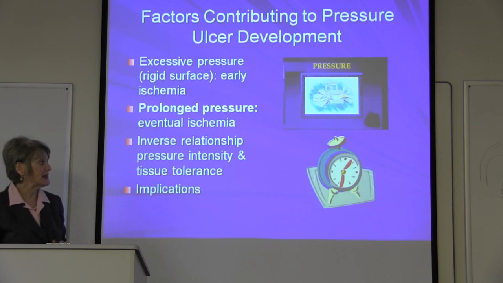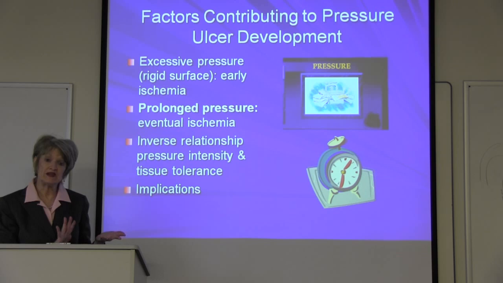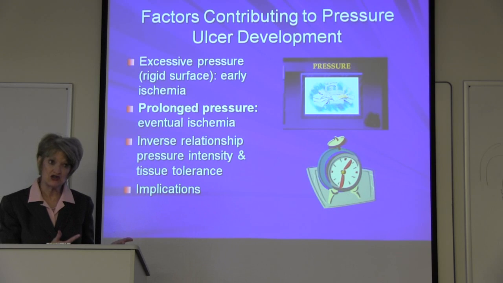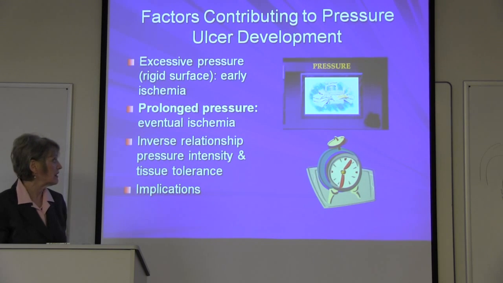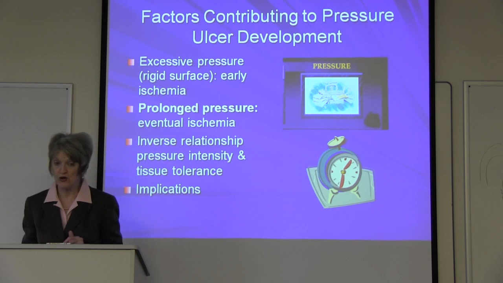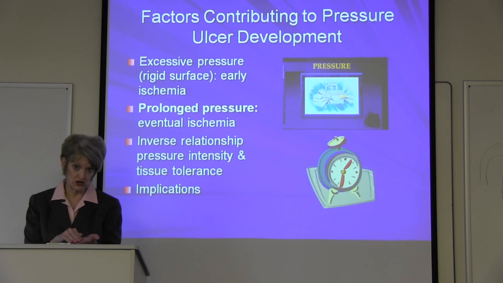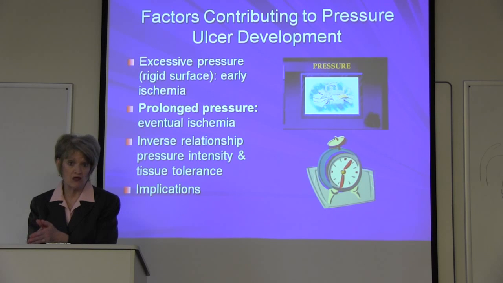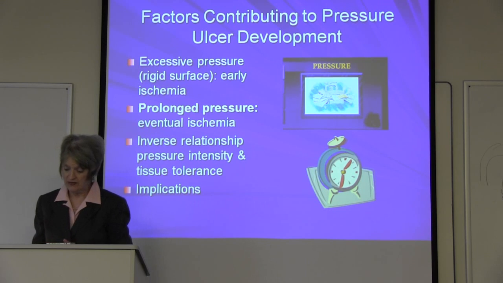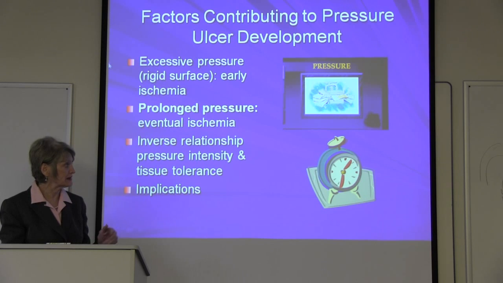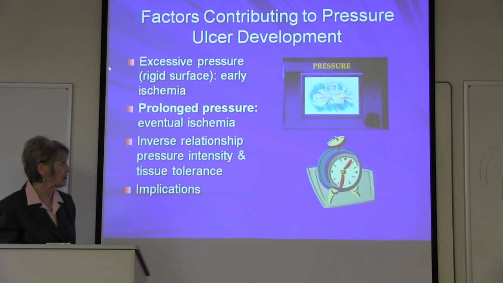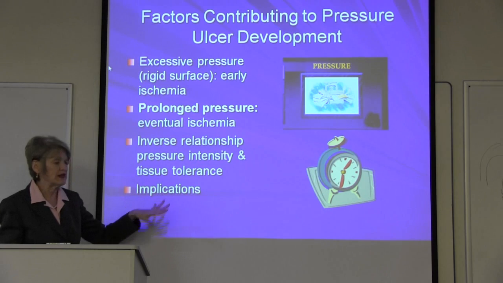When they develop ischemia, there are going to be changes in the cells and the soft tissues that eventually result in tissue death. And we've already talked about the inverse relationship between the intensity of the pressure, the level of interference with blood flow, and how long the tissues can survive that interference. So I'm going to go back, because I don't think I really summarized what I wanted to here. And that is, what are the implications?